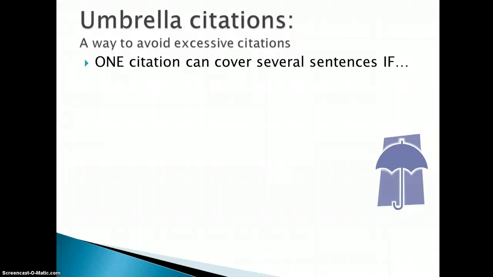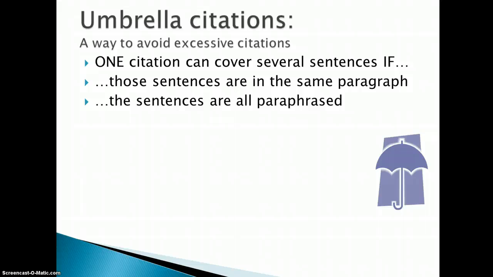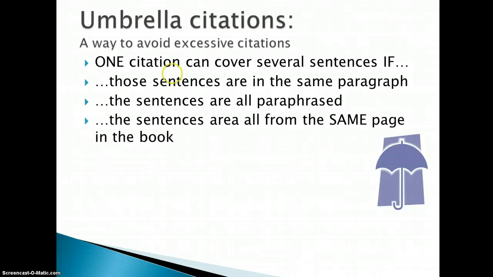Here's how this works. One citation can cover several sentences if those sentences are in the same paragraph, the sentences are all paraphrased, and the sentences are from the same page in the book. Okay? If all of that is true, you may use one citation to cover several sentences. Now, the way it works is the citation covers the next 2, 3, maybe 4 sentences. The citation cannot cover anything besides the sentence that came right before it. It can't go 3 or 4 back. It only can go forward.